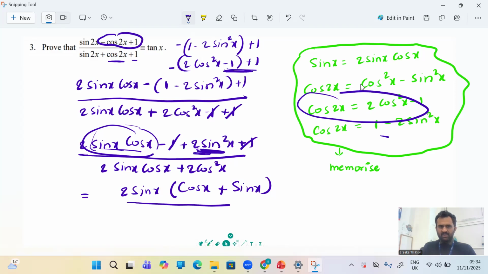Similarly here, you can see that you can factor out 2 cos x. If you carefully observe, you're left with the same factor. If you reduce this, it will be 2 divided by 2 is 1, sin x divided by cos x is tan x.